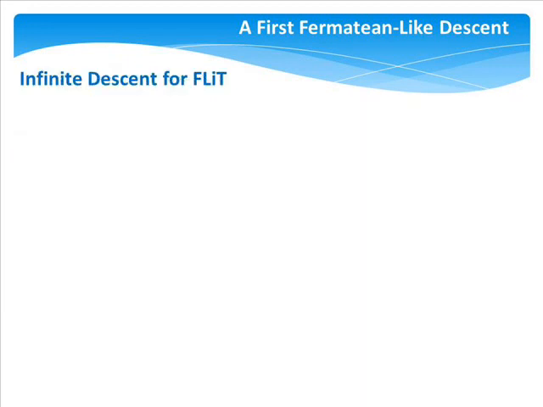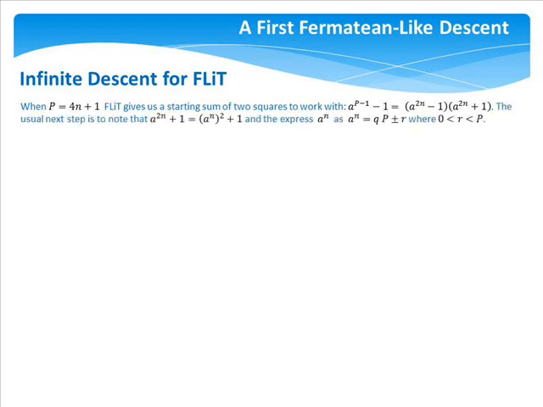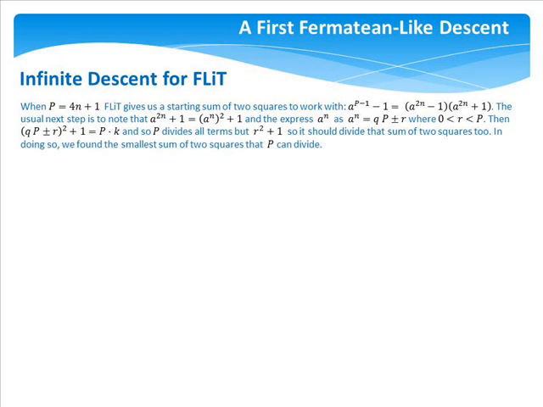When p is of the form 4 times n plus 1, Fermat's little theorem gives us a starting sum of two squares to work with. The usual next step is to note that we can rewrite a raised to 2 times n and then express a raised to n as this. We apply that, and so p divides all terms but r squared plus 1, so it should divide that sum of two squares too. In doing so, we found the smallest sum of two squares that p can divide. That's the logical way to deal with that.